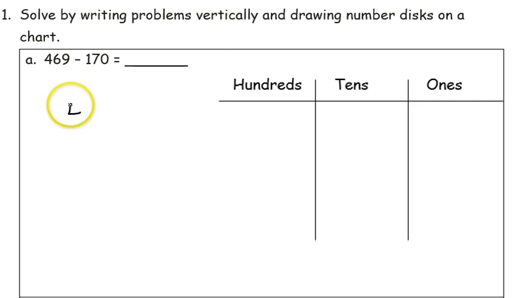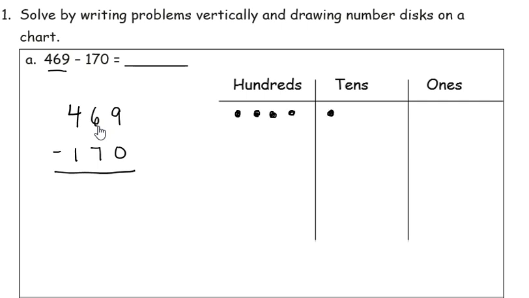So we'd have 469 minus 170. Now to show this problem on the place value chart, I'm going to start by drawing in the disks for 469. That would be 4 hundreds, 6 tens, and 9 ones. Now when we subtract on the place value chart, we cross off the disks.